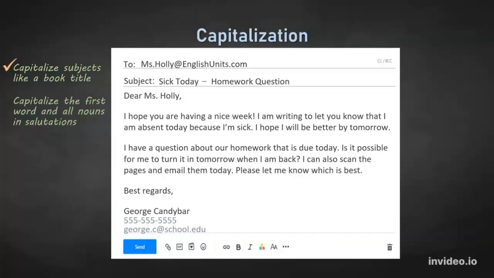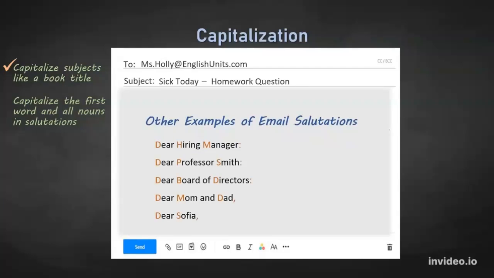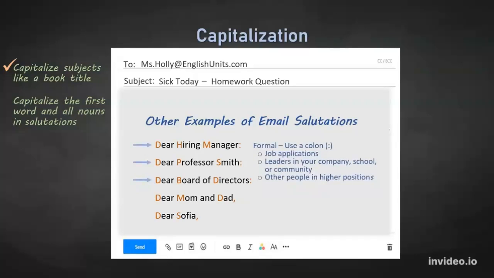What about the salutation? In a salutation, capitalize the first word plus all nouns. Let's look at some other examples of email salutations. Here we have Dear Hiring Manager, Dear Professor Smith, Dear Board of Directors, Dear Mom and Dad, and Dear Sophia. There are 2 types of email salutations. The first 3 examples that we see here are formal salutations. At the end of a formal salutation, the punctuation you use is called a colon, or the 2 dots that you see used at the end of our first 3 examples.